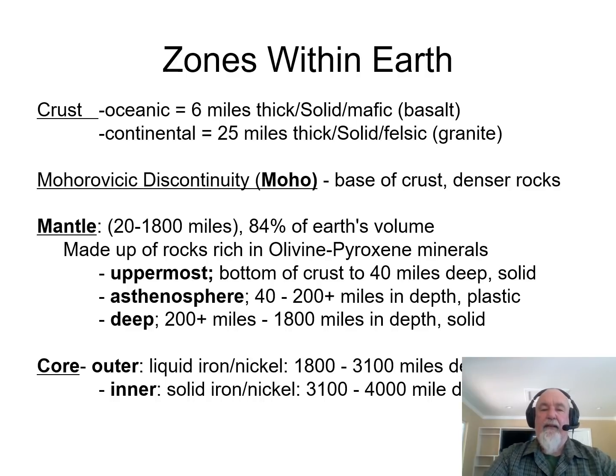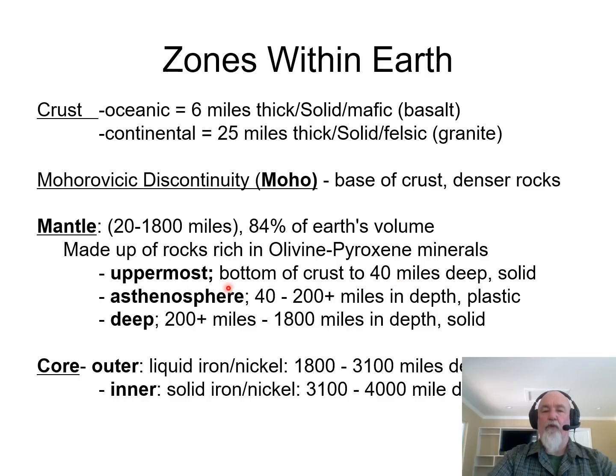The mantle is divided up into three distinct zones. The top zone we call the uppermost mantle. The uppermost mantle goes from the bottom of the crust to a depth of about 40 miles. These are very average numbers I'm giving you here. It's not the same everywhere on the planet, but these would be pretty typical numbers. So let's say from the base of the oceanic crust down to about 40 miles.